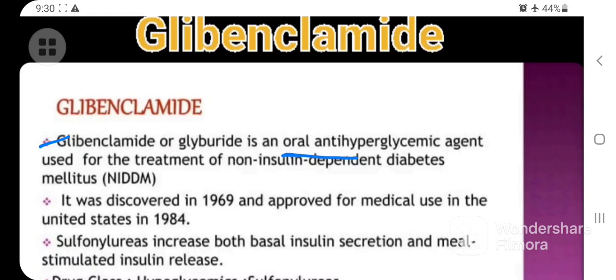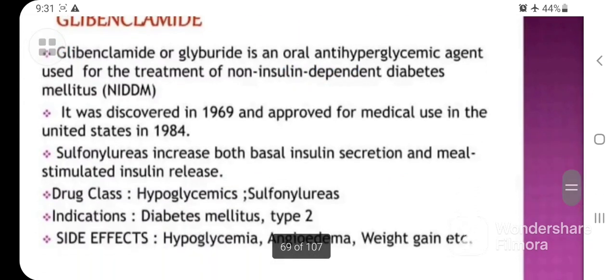Means these are agents which reduce the glucose level. Reduction in the glucose level is called hypo. Increase in the glucose level is called hyper. Sulfonylureas increase both insulin secretion and meal stimulated insulin release. See, sulfonylurea is a class. In this sulfonylurea class, glibenclamide will come. What will these sulfonylureas do? They will increase the insulin secretion from the beta cells. Simple.